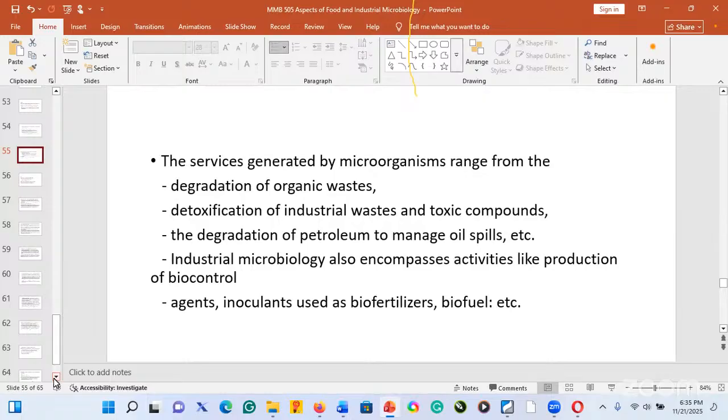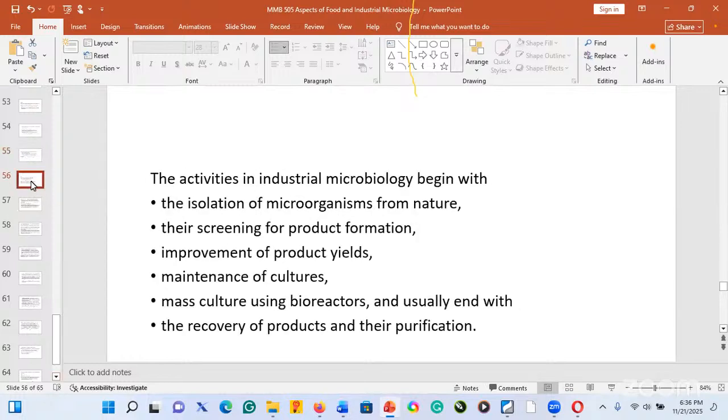Industrial microbiology also encompasses activities like the production of plant control agents, inoculants, and all those things that use advanced fertilizer. It is a process whereby microorganisms are being used to produce a product for optimal gain.